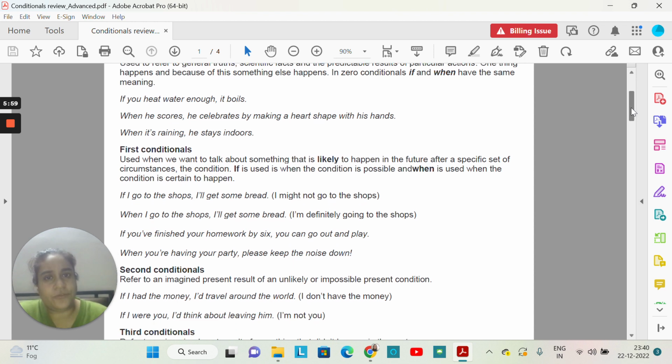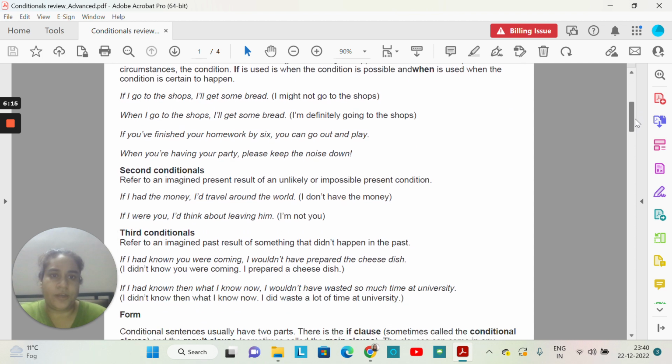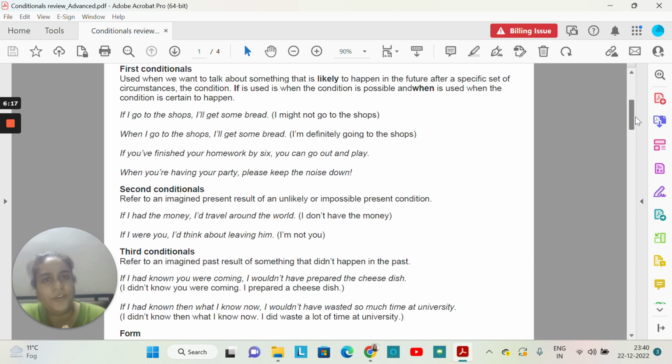Now again, like in zero conditionals, we can frame sentences with if and when. The same rule applies with first conditionals. You can frame sentences with if and when. The meaning will stay the same, but sorry, there'll be a slight change in the meaning over here. If is used when the condition is possible. That means it might happen, it might not happen.